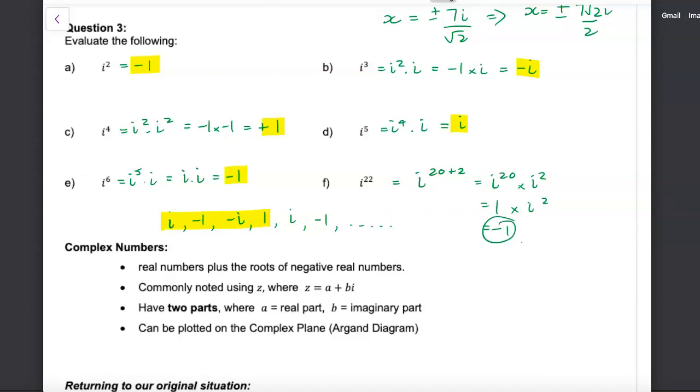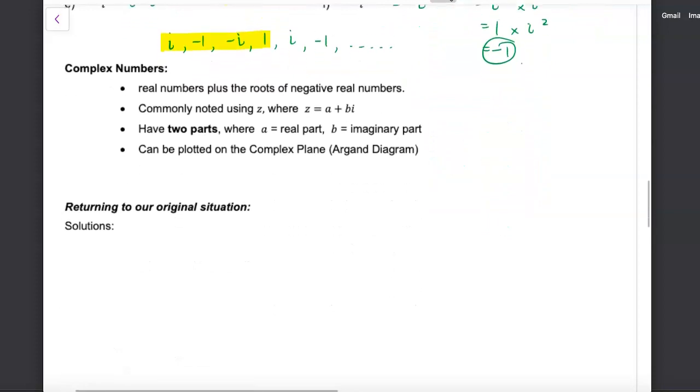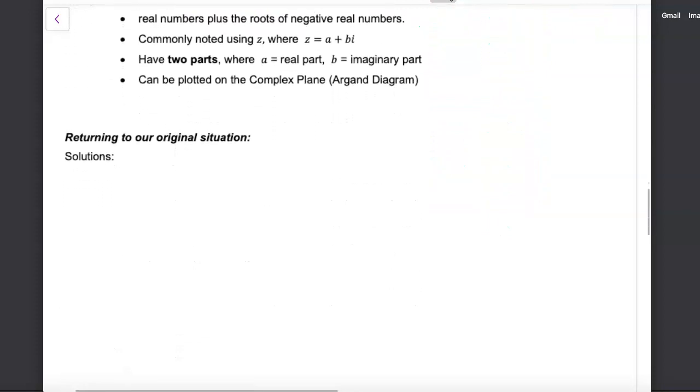So complex numbers are real numbers plus the roots of negative real numbers. They're actually given in the form, using the letter z, as a plus bi. So they have two parts to them: a real part, which is represented by a, and an imaginary part represented by the value b. We can plot these points on what we call an Argand diagram in the complex plane, as you'll see shortly after.